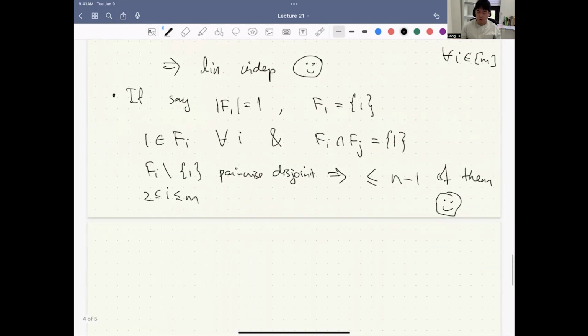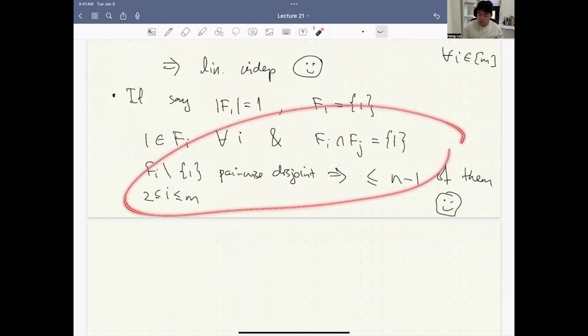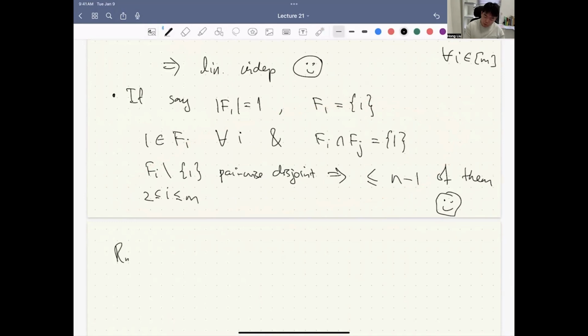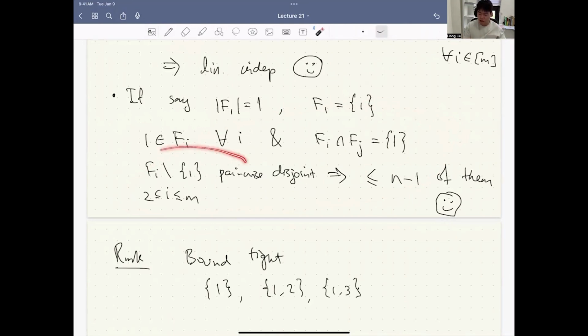Okay, and from the last part of this proof, we can also see the remark for this theorem: the bound is tight. And the tight example, for example, you can have {1}, {1, 2}, {1, 3}, right? You minus 1, you pack everything singletonly, da da da, {1, n}. Pairwise share exactly 1 element.